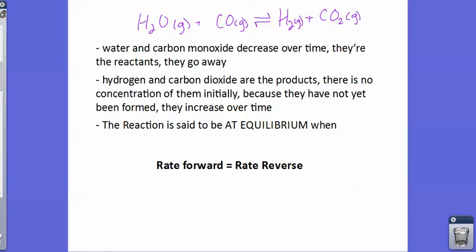Now, I want you to think about this for a moment. Just because it says equilibrium, the equal is in it because the rates are equal. It does not mean you have an equal amount of reactants and an equal amount of products. Every reaction is going to be a little bit different. You're going to have a different ratio of reactants to products. Usually you'll have more products than reactants. However, it can be any ratio in between.